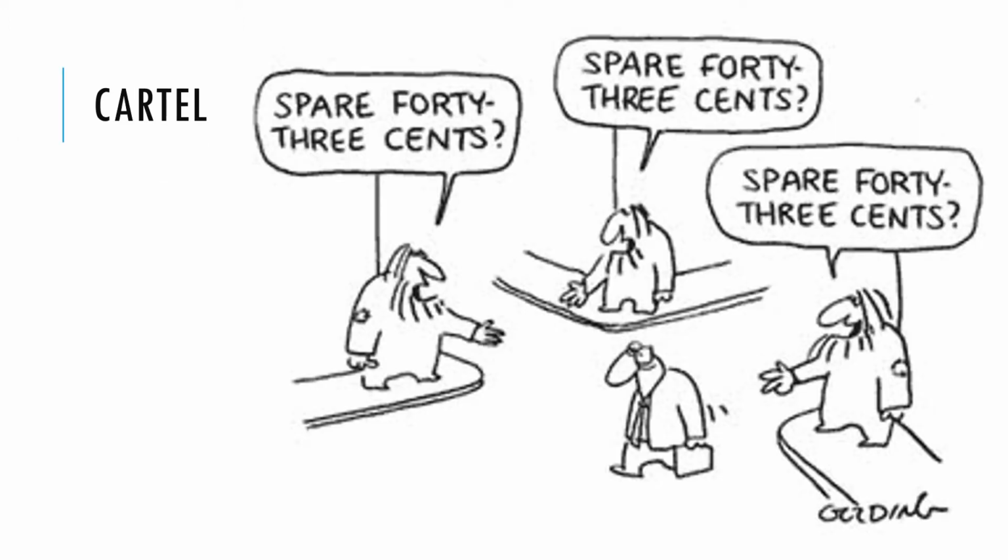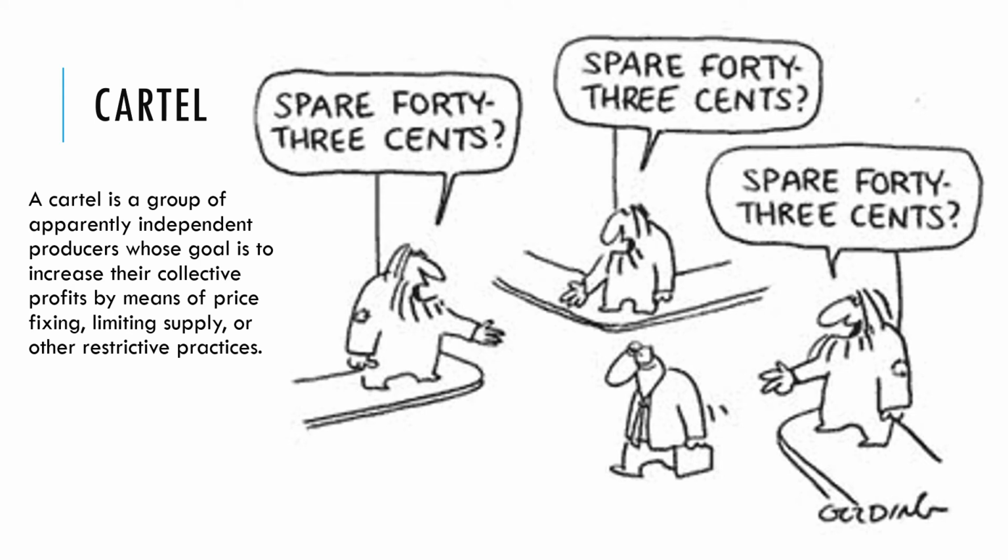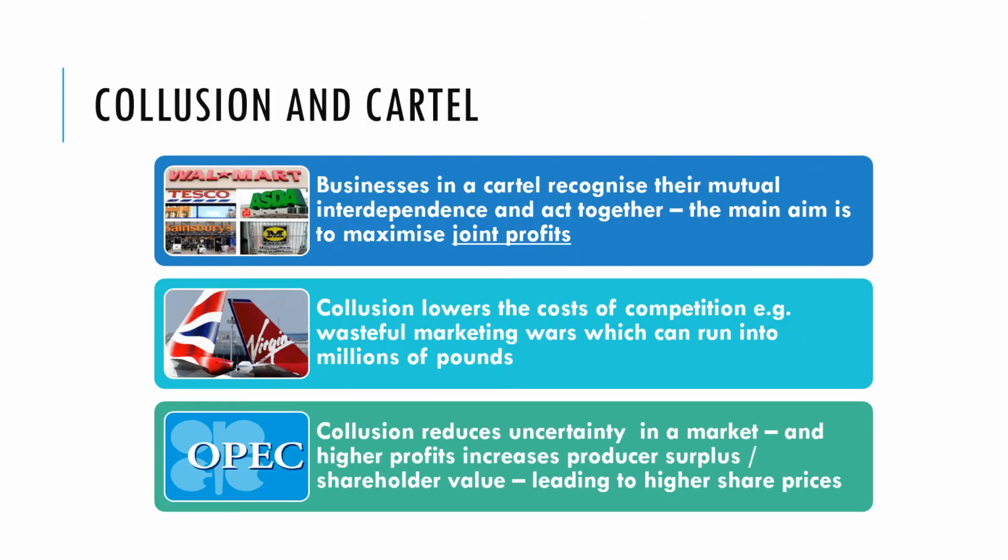Which brings us on to this term cartel. A cartel is a group of producers who are apparently independent, whose goal is to increase their collective profits by either fixing prices, agreeing the prices they're going to charge, reducing the amount of supply in the market, or maybe other restrictive practices. So a cartel is when a group of businesses enter into collusion. Businesses in a cartel recognize that they're interdependent. The action of one affects the other. And so they act together in order to maximize their joint profits.